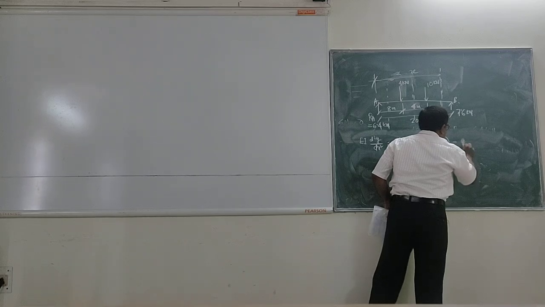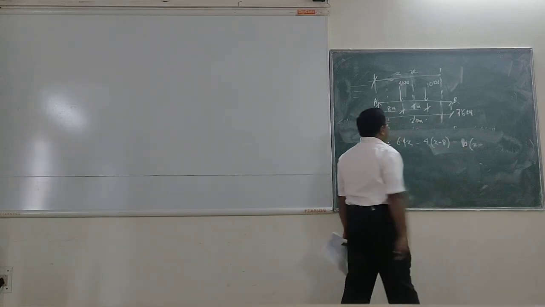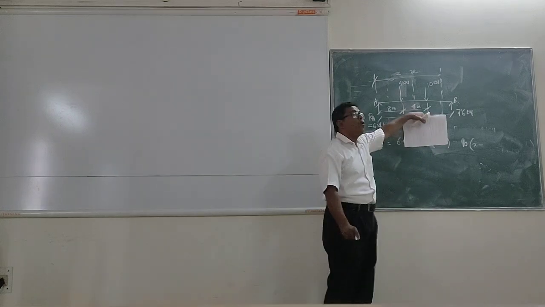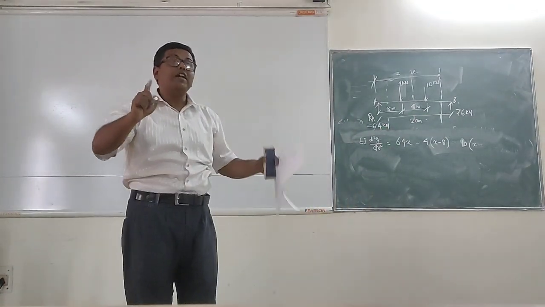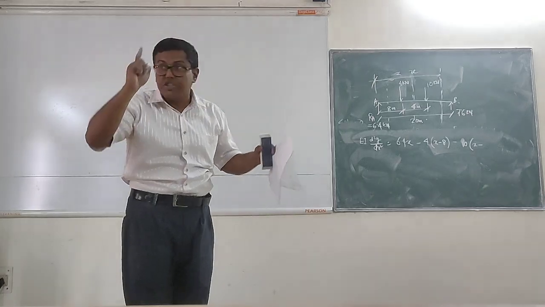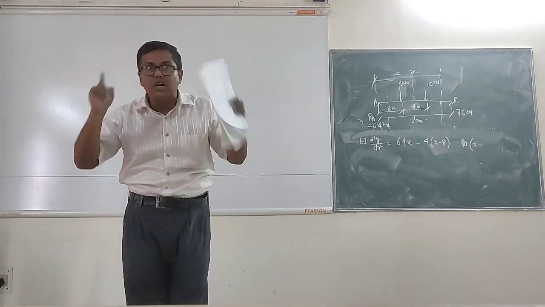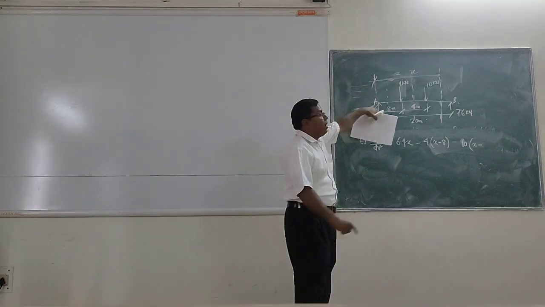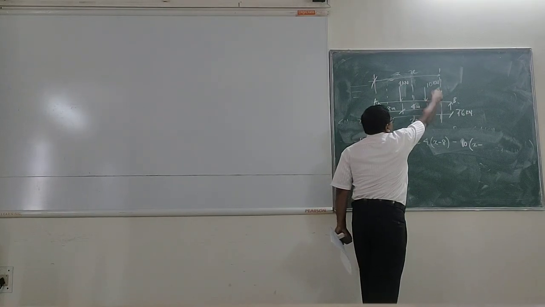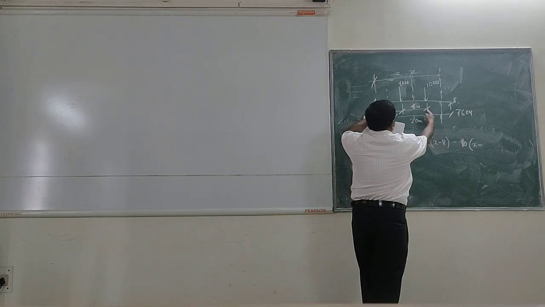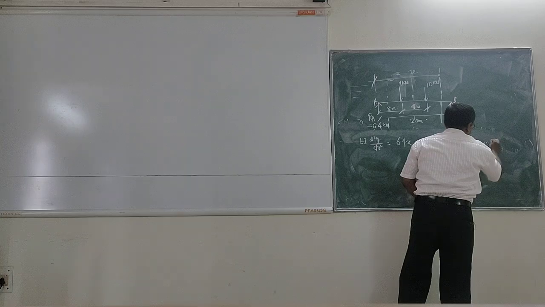10 into how much should I write? X minus... please don't write X minus 4. That is a mistake generally made. So X minus 12. You have to take it from the origin. All the distances should be taken from the origin. And where is the origin? The origin is here, the point P. So from the origin, what is the distance up to the load? 8 plus 4, 12 meters, right? So it will be X minus 12.